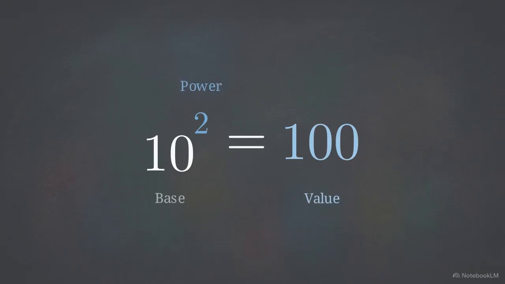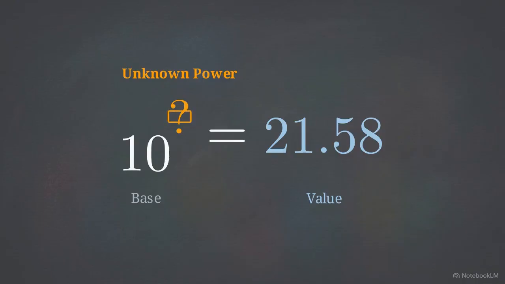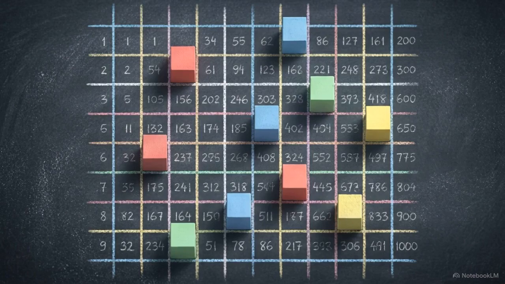We know that calculating whole powers of 10 is straightforward mental math. 10 to the power of 2 is 100, but calculating the exact power of 10 needed to produce a number like 21.58, the human brain cannot calculate that specific decimal exponent on its own. That is where the logarithm table comes in.